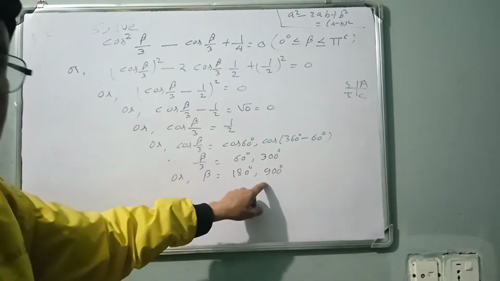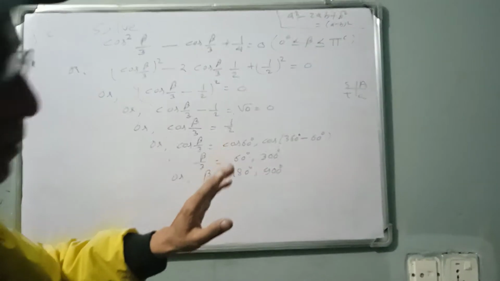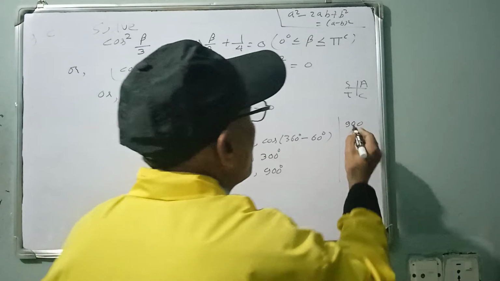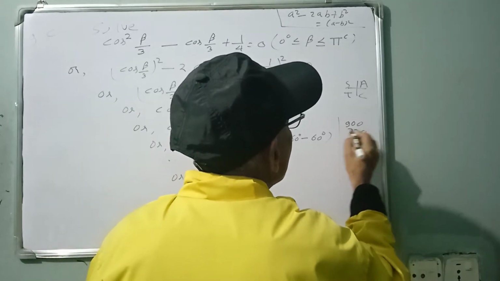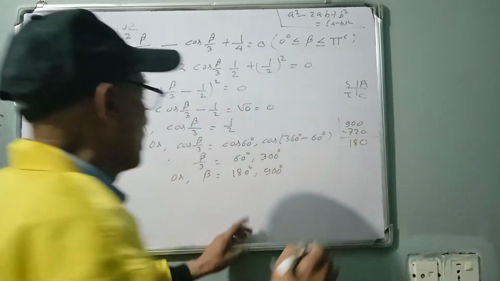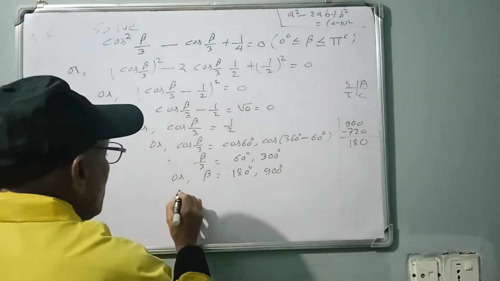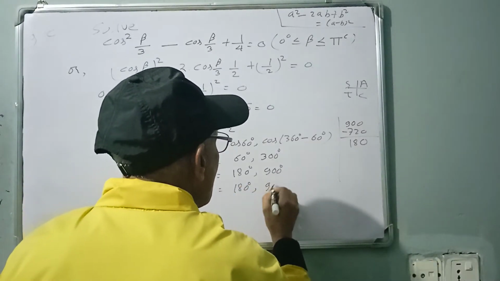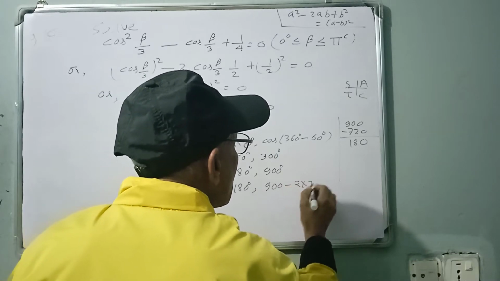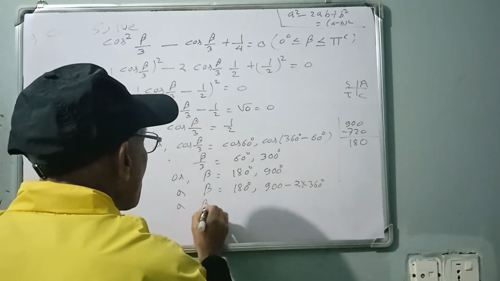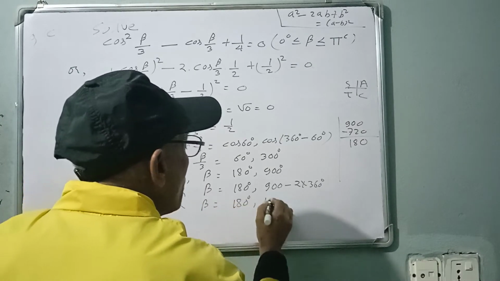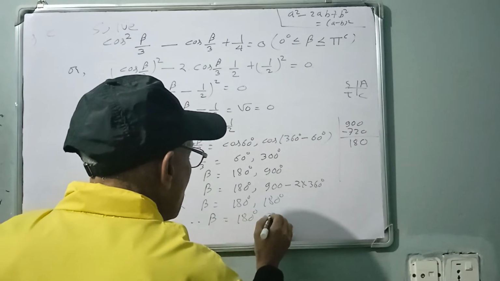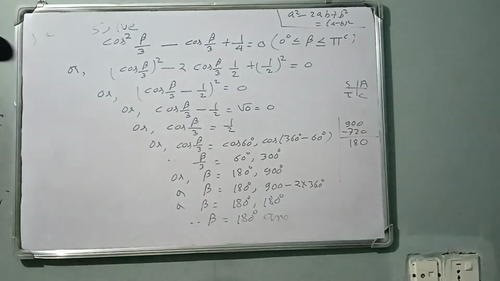Then what to do with 900? You have to subtract 360 degree many times. How many times can 360 degree be subtracted from 900? 360 multiplied by 2 is 720. So in both the cases, 180 degree, or 900 minus 2 into 360 degree, that is in both the cases 180 degree. Therefore, beta equals 180 degree. Answer. You can check with the help of a calculator.